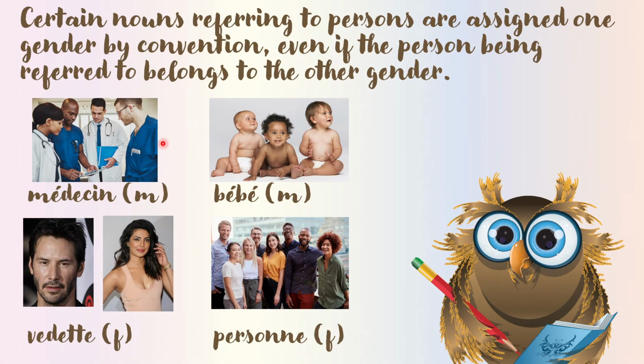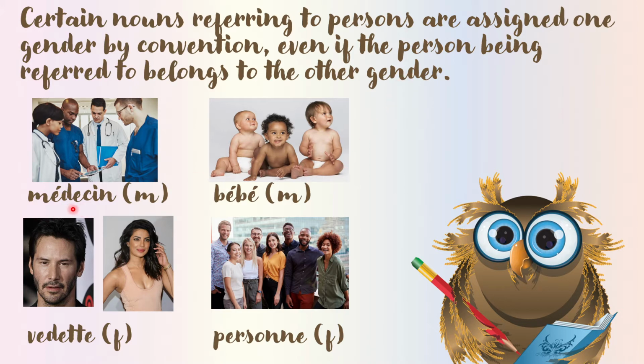Now, you have certain nouns which refer to persons and are assigned one gender by convention. This is the exact opposite of the previous slide. This concept doesn't exist in English. There is just one gender for such nouns which refer to people. Even if you're talking about someone from the other gender who has that job or who is that kind of person, you will still use the initial gender because there is only one gender for that particular noun. Now, look at this.